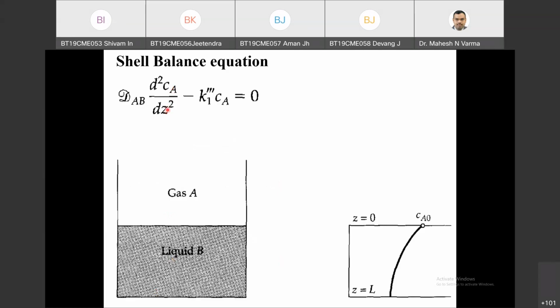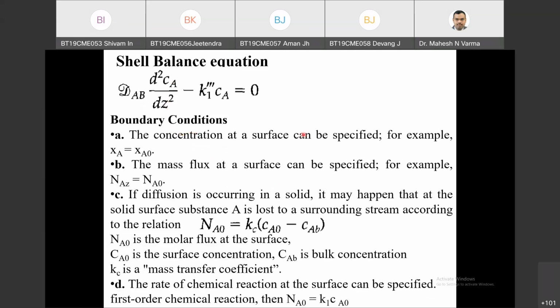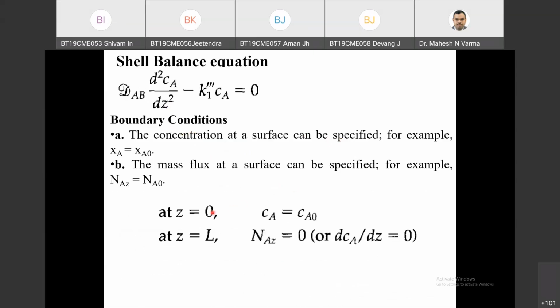This can be solved if I have two boundary conditions, and these two boundary conditions we have already discussed. The first is that the concentration at the surface is specified, that is, at Z equals 0, C_A is C_A0. But this C_A0 cannot be estimated by Raoult's law, because here I am estimating the concentration of a gas in a liquid. It will be given by the maximum possible solubility of gas A in the liquid at the given temperature and pressure. That will be C_A0.